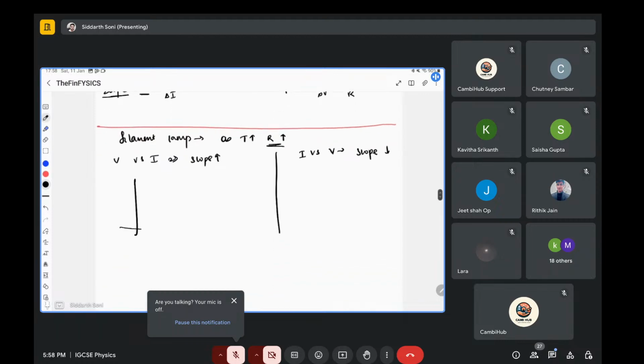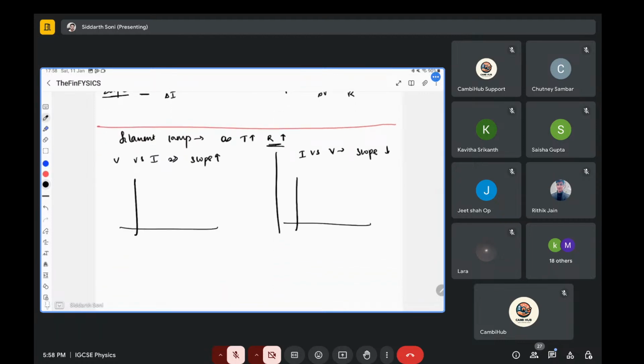Now you people are smart enough to visualize how an increasing slope graph would be versus how a decreasing slope graph would be. So if the slope is increasing, this is what you have. If the slope is decreasing, this is what you will get. So this is your I, this is your V, this is your V, and this is your I. Yes, for some time it obeys Ohm's law, and then it curves out.